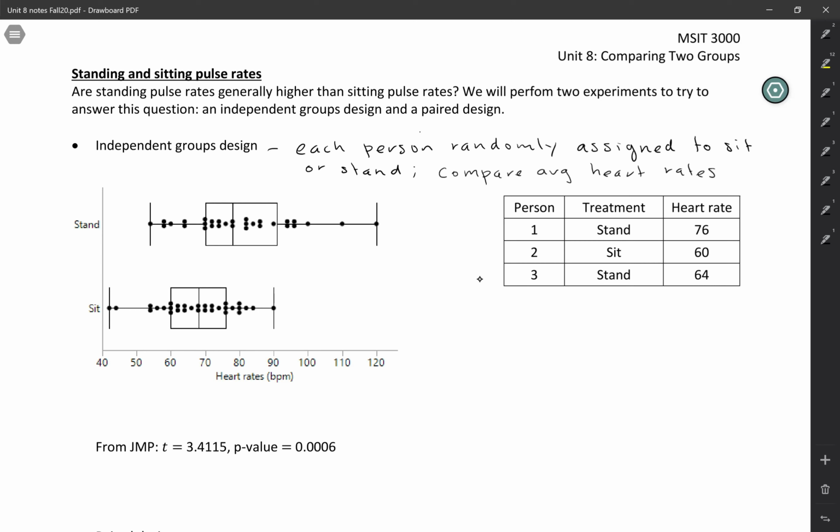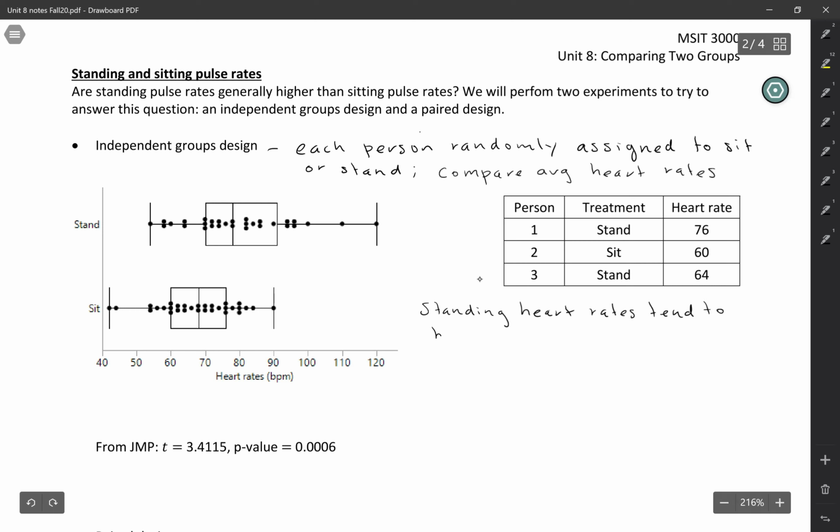So this is what the data set would look like. I'm just showing it here for 3 different people, but obviously you can imagine having data from the whole class. For every person in the data set, they're doing just one of the treatments, either sitting or standing, and we're measuring one quantitative value, their heart rate. In this parallel box plot, you can see how the data came out. Standing heart rates do tend to be a little bit higher. If we compare the medians, we can see that standing heart rates tend to be higher on average.